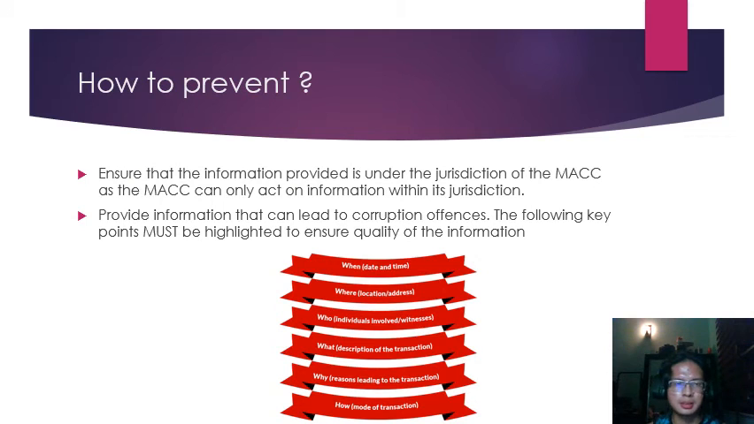So we move to the next: how to prevent these cases of corruption from increasing from time to time. Firstly, they must ensure that the information provided is under the jurisdiction of the MACC, as the MACC can only act on information within its jurisdiction. Next, they must provide information that can lead to a corruption offence. They must follow the key points to ensure the quality of the information, such as when the corruption happened, where, who did it, what they did, why they did it, and how they did it.